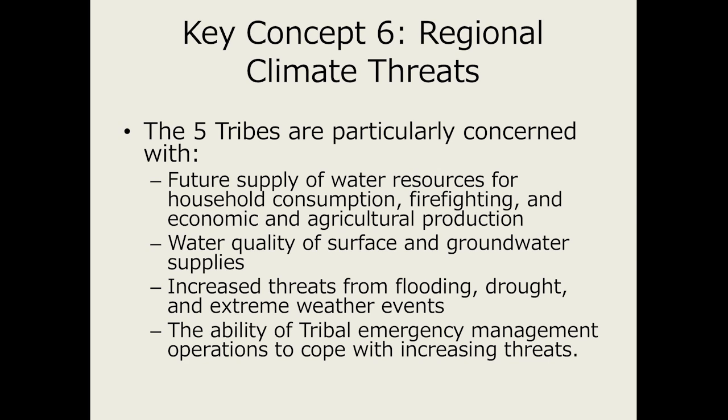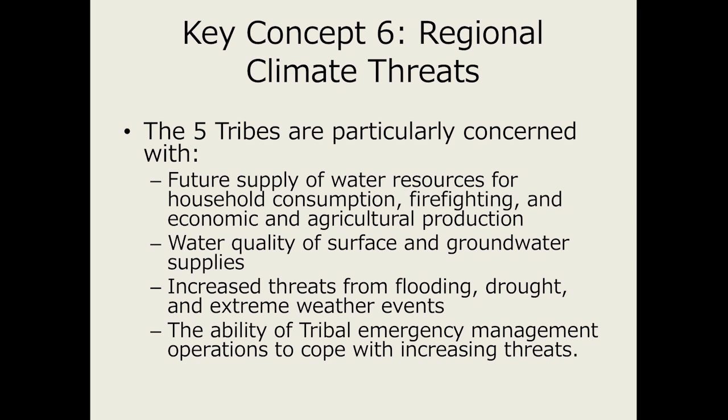The sixth key concept is that there is a set of regional climate threats that is common to almost all of the tribes involved in the project. When the tribes sat down to internally investigate threats and vulnerabilities, many of the same conditions were worrisome. These include the future supply of water resources for household consumption, firefighting, and economic and agricultural production. Common concerns went beyond the supply of water to include the quality of both surface water and groundwater.